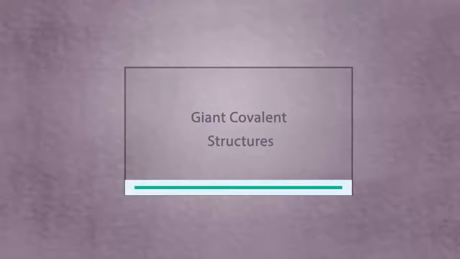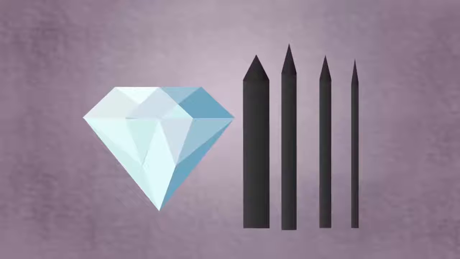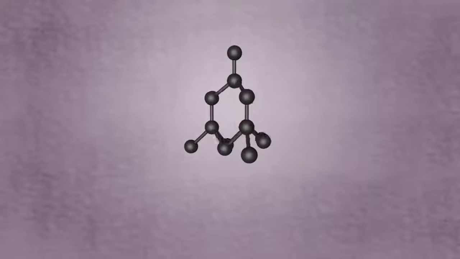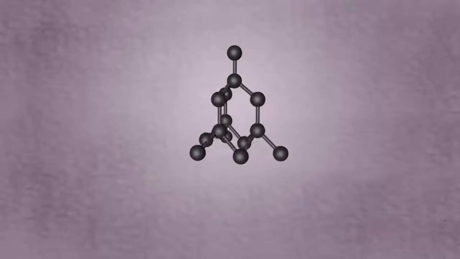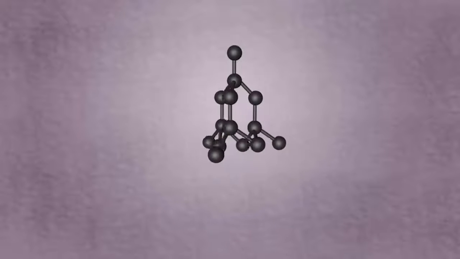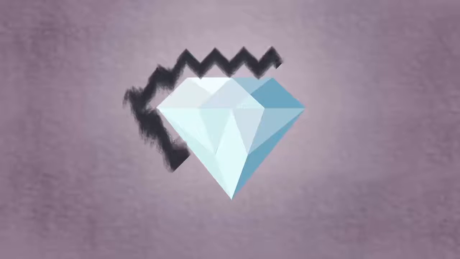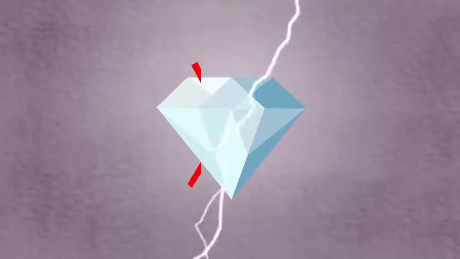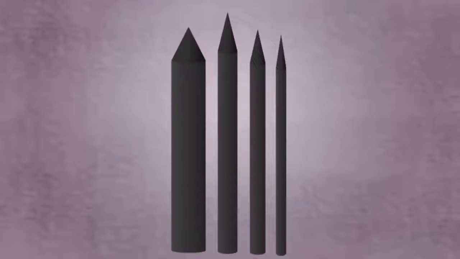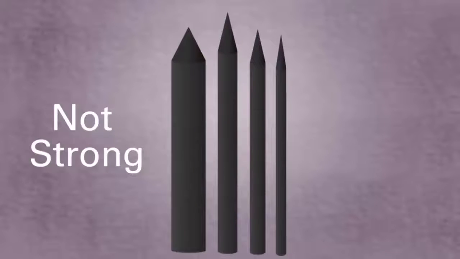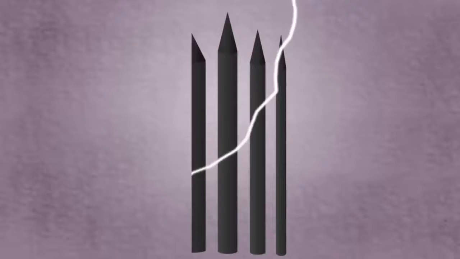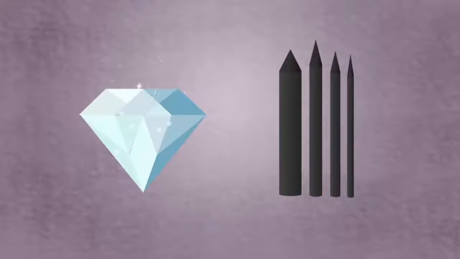In our giant covalent structures lesson, you may have learned about the structure of diamond and graphite. These two substances are made of only carbon atoms, yet they exhibit very different physical and chemical properties. A diamond is very shiny, remarkably strong, and does not conduct electricity. Graphite is black, not nearly as strong as diamond, and can conduct electricity. These differences are due to the arrangement of carbon atoms within the structure.